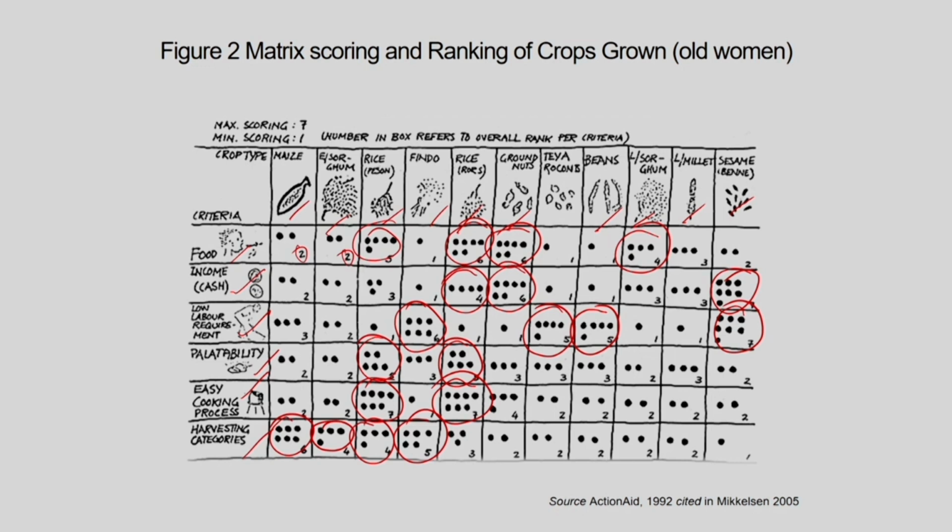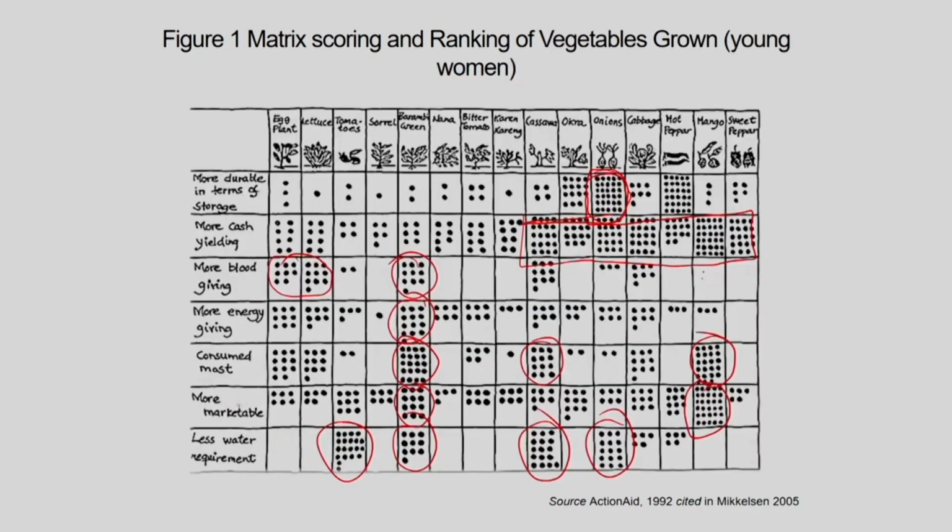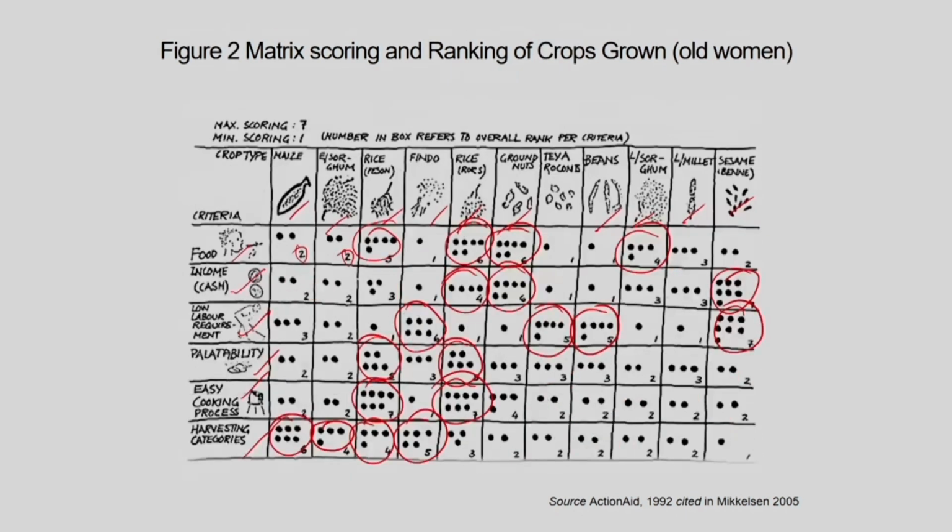And by splitting into different groups, we can always gather more information that would not have been gained in a joint ranking exercise. If we had clubbed the younger women and the older women into one group and carried out this exercise of ranking crops by different criteria, we might not have got this diversity of information that we just saw displayed.